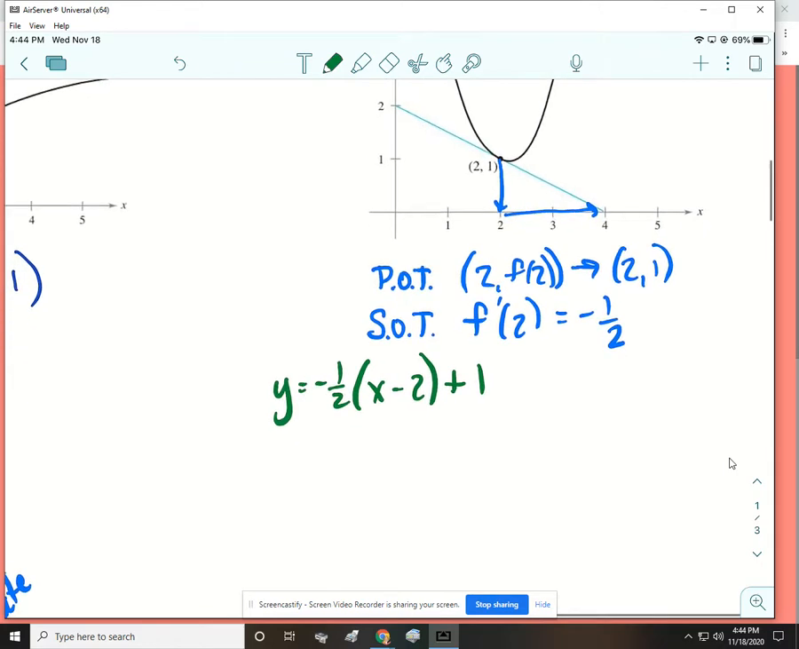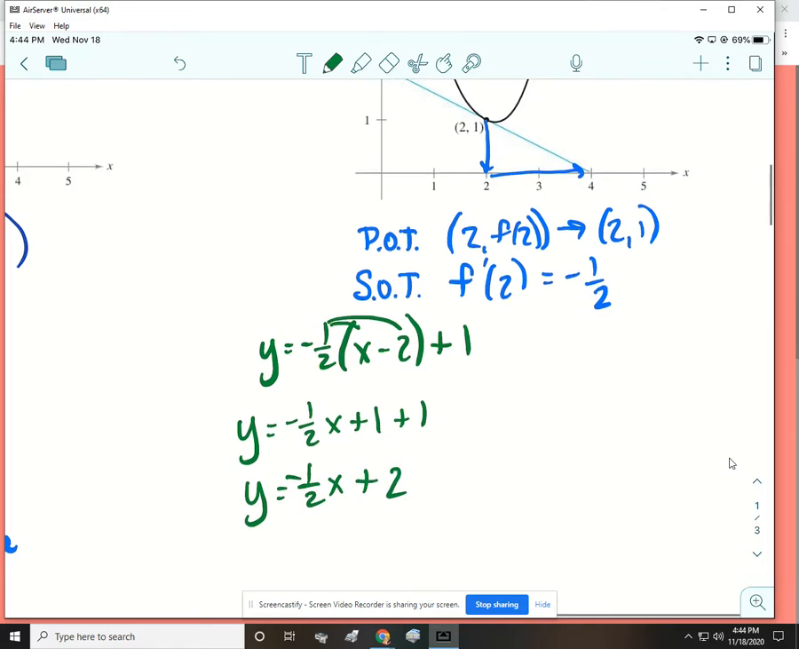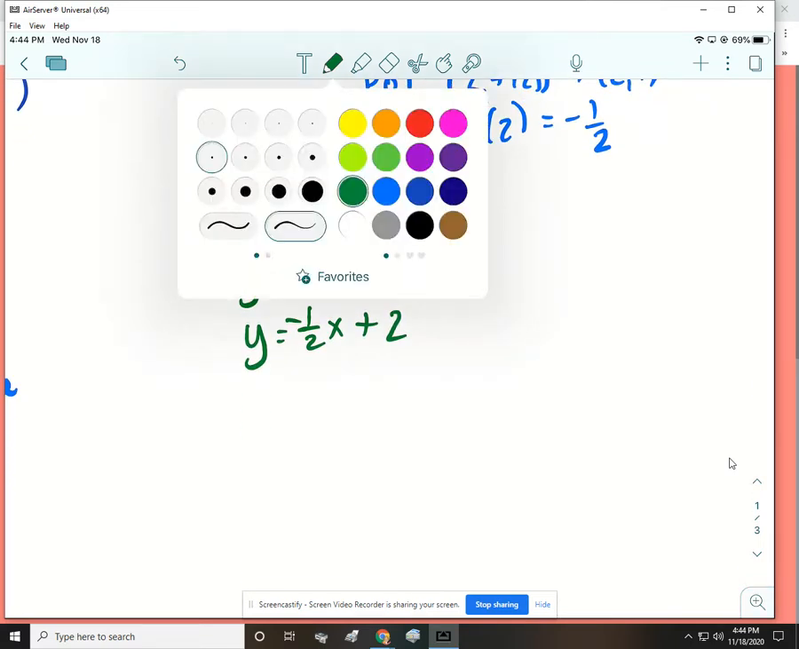I am going to go ahead and simplify this one as well. Just keep in mind that sometimes it's best to leave it like this. So I'm going to multiply by that -1/2. All right, that's my tangent line in simplest form.